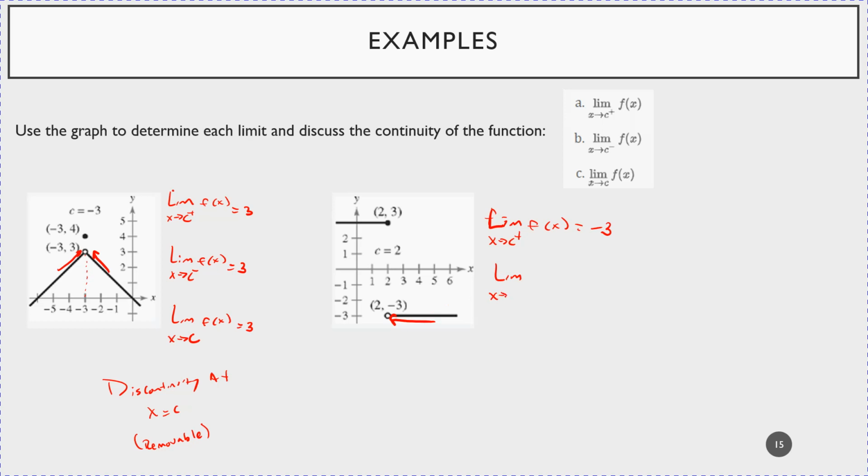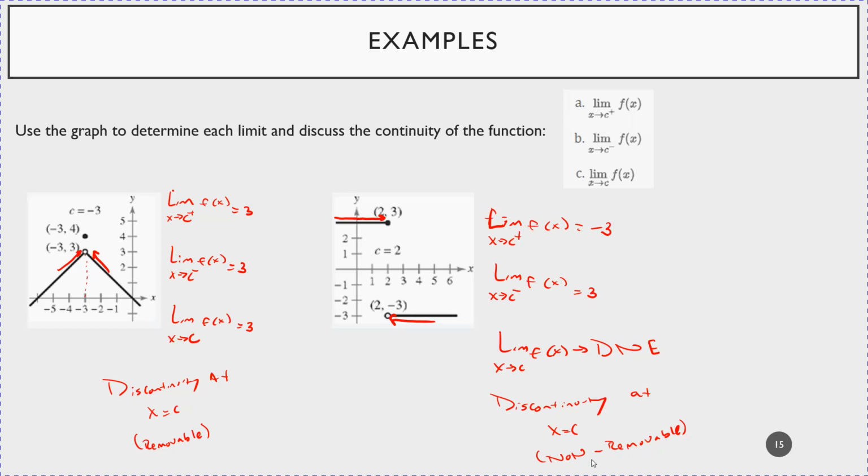Now if you look at the limit as x goes to c from below, I'm only looking at the left-hand side, and it looks like it's going to the value 3. But then if you look at the general limit, the limit as x goes to c of f of x, you can see it does not exist because the one-sided limits go to different places. And because of that, you can see that the jump here is a discontinuity at x equal to c, and it's non-removable.